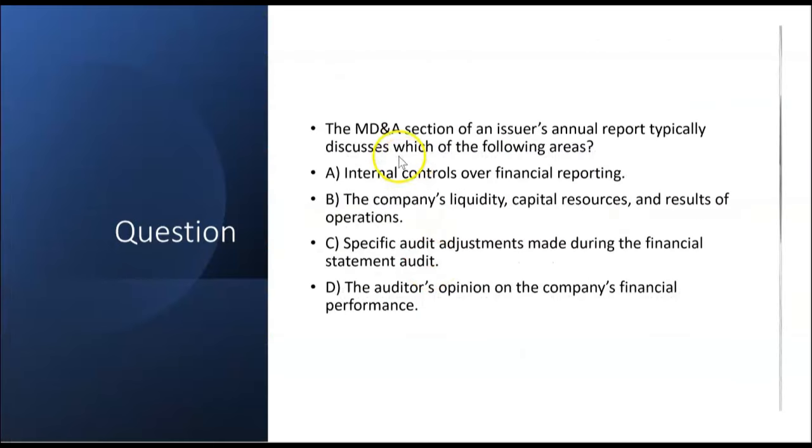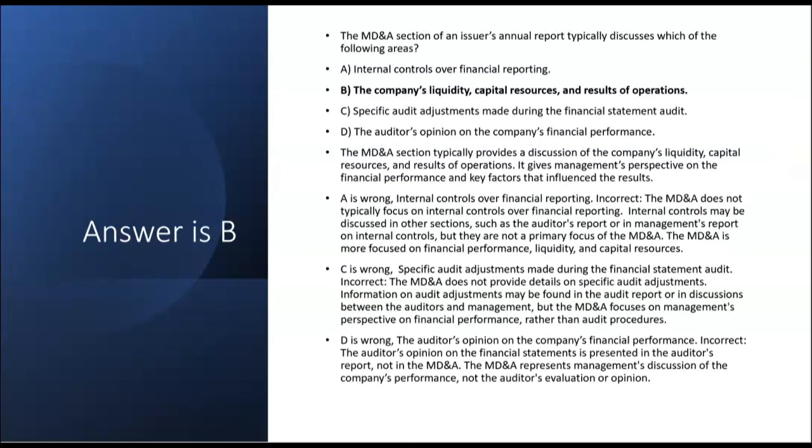Let's do this one. The MD&A section of an issuer's annual report typically discusses which of the following areas? A, internal controls over financial reporting. No. B, the company's liquidity, capital resources, and results of operations. Yeah, that looks good. C, specific audit adjustments made during the financial statement audit. No, that won't be in MD&A. D, the auditor's opinion on the company's financial performance. No. Letter B is correct.